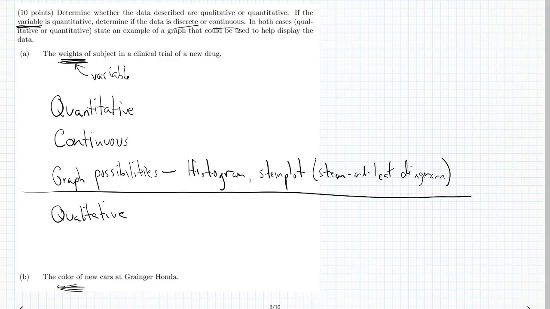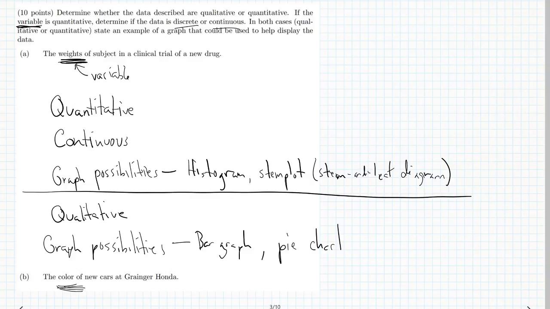What are our graph possibilities? Well, we only need to list one, but I just want to make sure we're on the same page. So this is the case where we can use a bar graph. That's actually our better option. And another one would be a pie chart, right? Those are pretty common, what you see there. So hopefully that makes sense in terms of what we've been dealing with in our class.